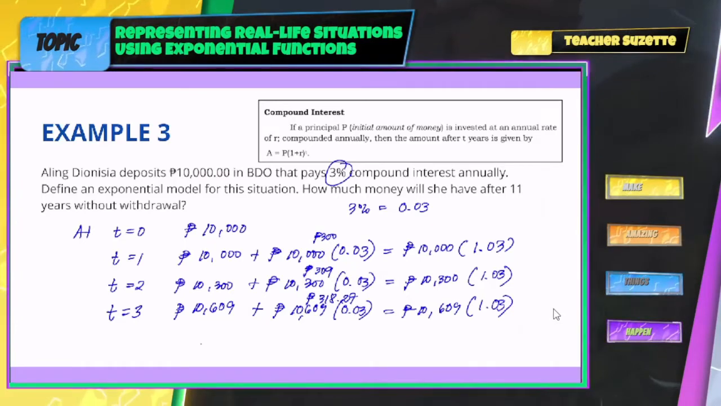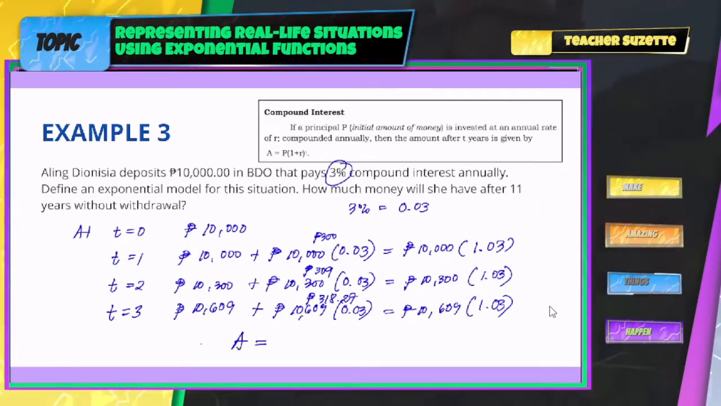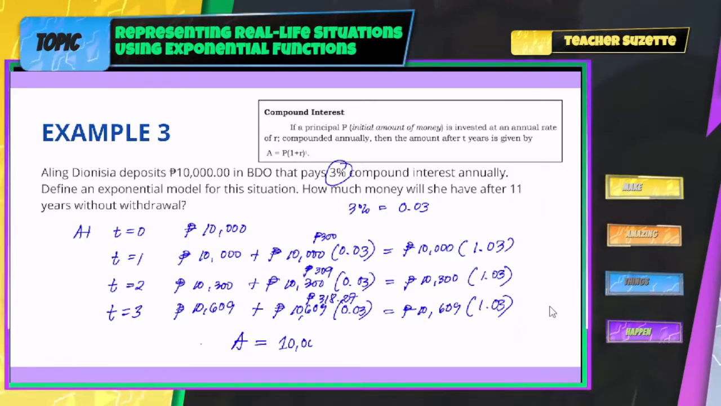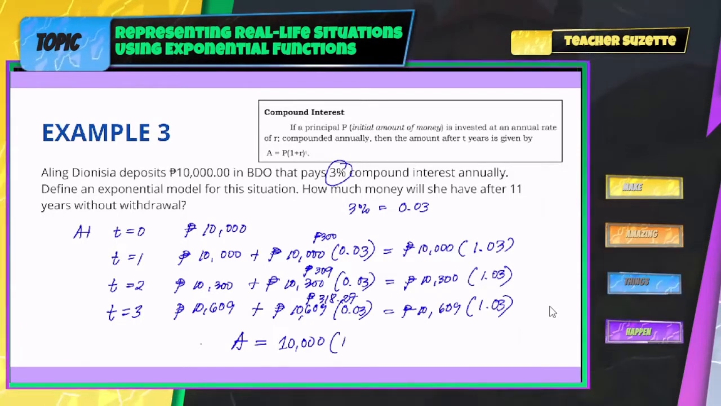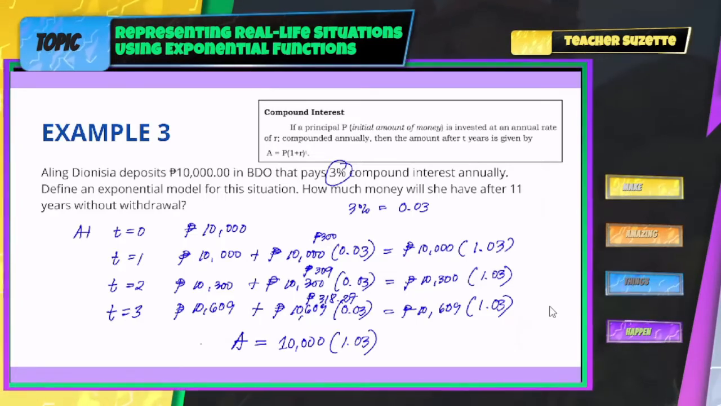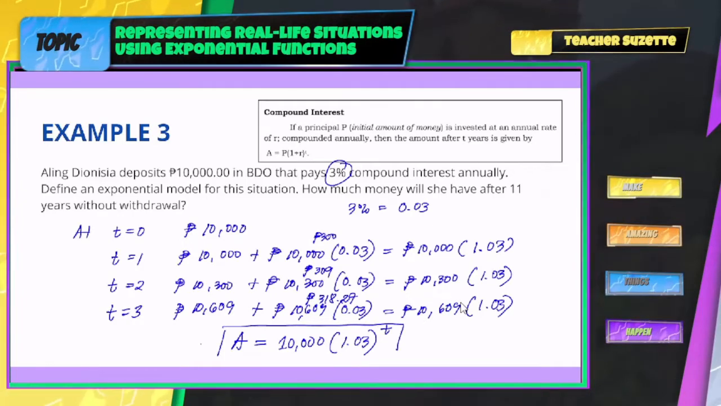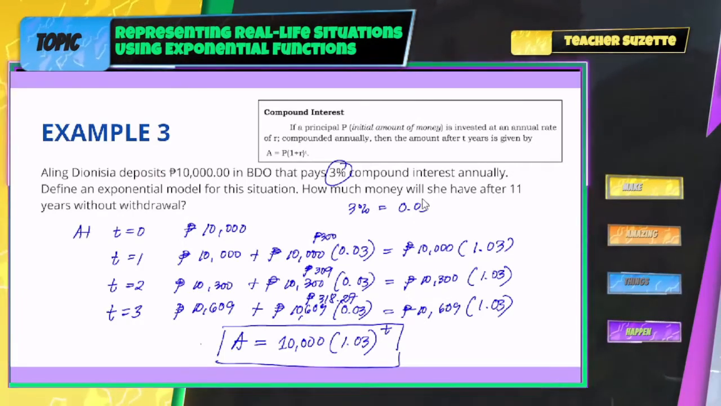So, therefore, we can say that an exponential model for this situation is A equal to our principal amount, which is 10,000, times 1 plus our interest, which is 0.03, and again, simplify na lang natin. Write natin siya as 1.03 raised by our time t. So, ito po yung ating exponential function or exponential model for our problem number 3.